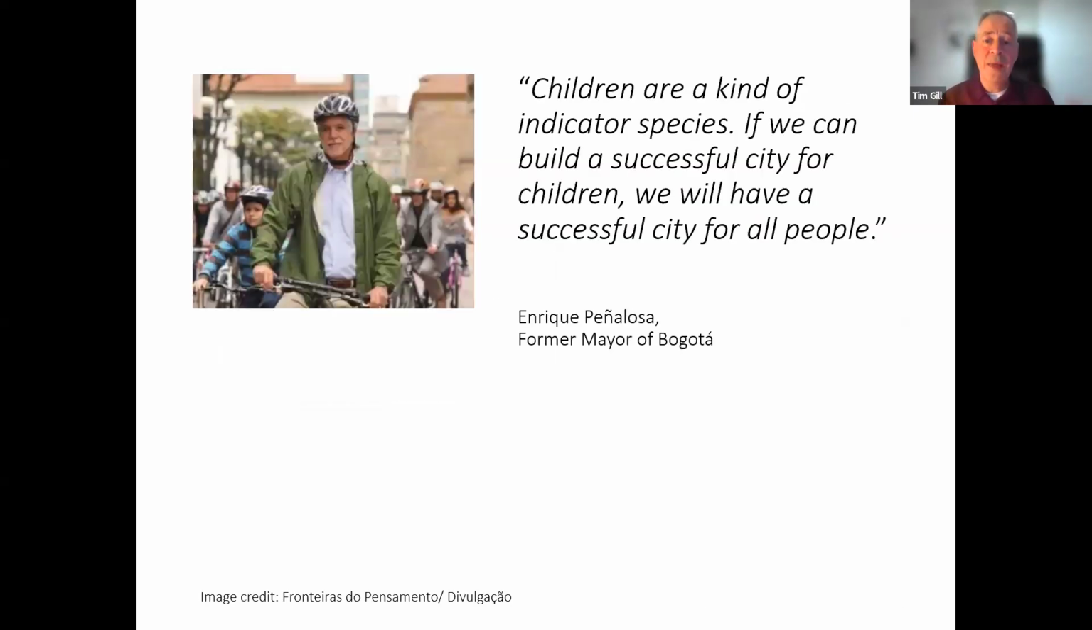So if you pull all this together, you get the kind of picture that Enrique Peñalosa, the former mayor of Bogota, captures nicely in this quote. He talks about children being a kind of indicator species. And I really like that metaphor.